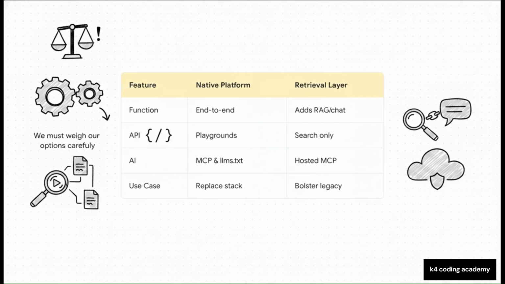On the flip side, third-party retrieval layers, like Kapa, essentially patch RAG and chat capabilities onto what we already have. You get search, sure, but no live API testing or native architectural diagram generation. Honestly, for a highly technical architecture, native platforms offer a much more robust ecosystem.